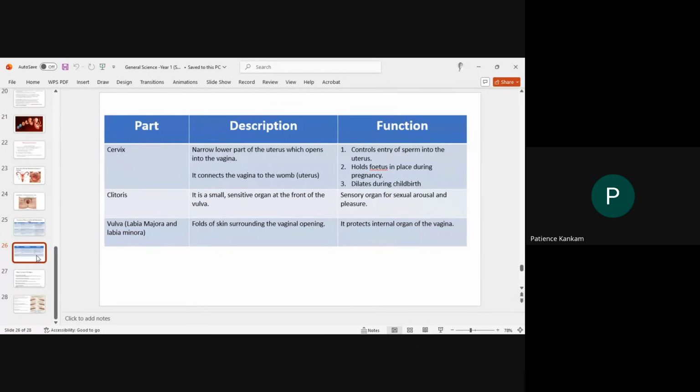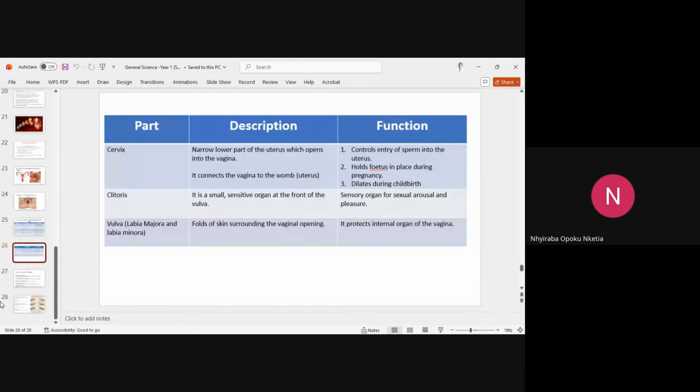Sir, so does it mean that when you're on your period and you have sex, you can get pregnant? Yes, depending on whether you are part of the females who ovulate during their menses. If you are not part of that, then you won't get pregnant. All right, so we move on.